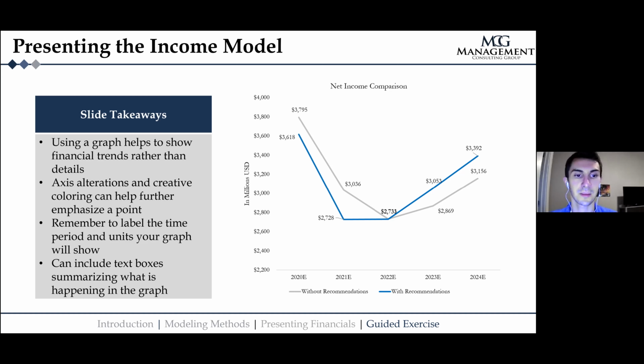Remember to label the time periods and units your graph will show. So, on the left is millions USD, and the bottom is just the expected for 2020. So 2020 is just 2020 expected. This case took place before 2020, so that's why it was just expected for that year. And then you can include text boxes summarizing what is happening in graphs. So that's what I talked about before.